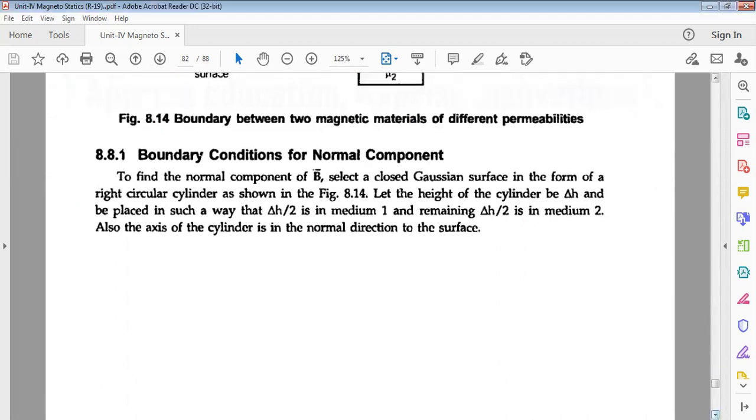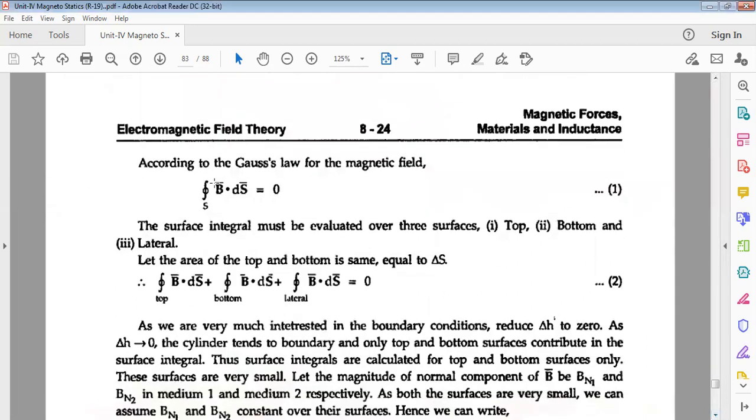Here we can use the Gauss law of magnetic field. Gauss law of magnetic field is the integral B bar dot ds bar is equal to 0, because there is no monopole existing here. The integral must be evaluated over the three surfaces: the top, bottom, and the lateral. The integral over the top B bar dot ds bar plus the integral over the bottom B bar dot ds bar plus the integral over the lateral B bar dot ds bar is equal to 0.